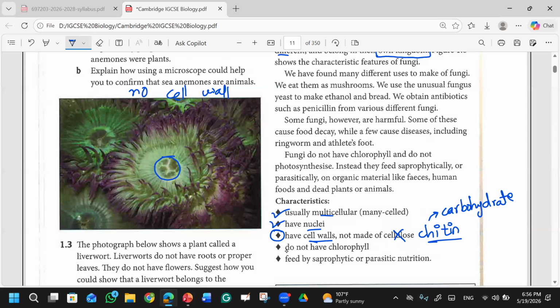Then they don't have chlorophyll. If you remember, we discussed that plants have chlorophyll, right? The plants have chlorophyll, but fungi don't have chlorophyll. So these are two differences from the plants. The third thing is they feed by saprophytic or parasitic nutrition. Do you know the parasitic nutrition?